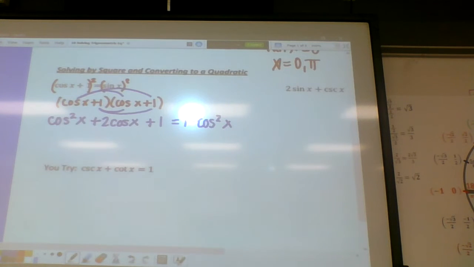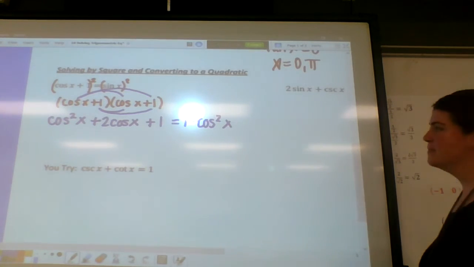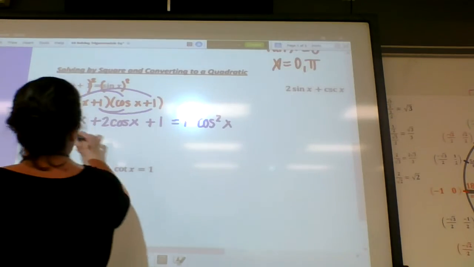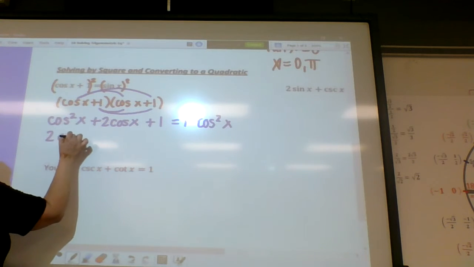All right, where do we go from there? Set it equal to 0 because we're probably going to have to factor this, right? We have a cosine squared, we have a cosine. Anytime you have two trig functions, but one's squared and one's not, you're going to want to factor most likely. So if I add a cosine squared over, I'm going to have two cosine squareds on this side.